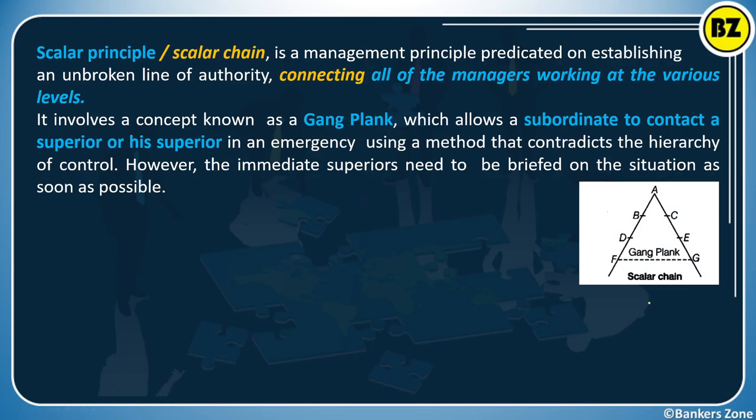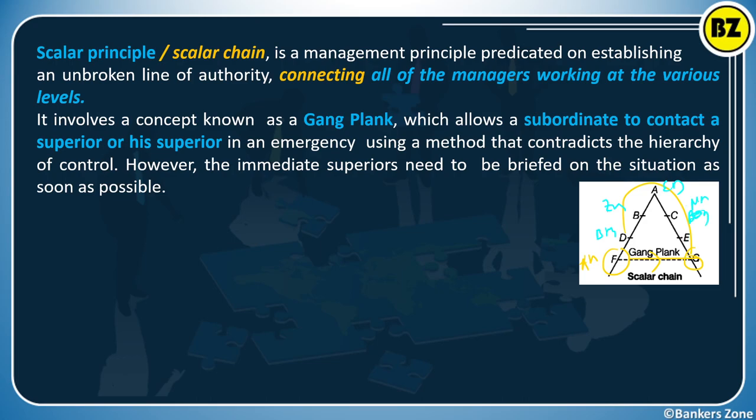Now see here, what is the scalar chain? F reports to D, to B, A, C, D, E. This is the scalar chain. Now, this is the proper order. What happens when F reports directly to G, skipping the next bosses? Suppose F is the assistant manager, here is the branch manager, here is the zonal manager, here is the executive director, and here is the board of directors.